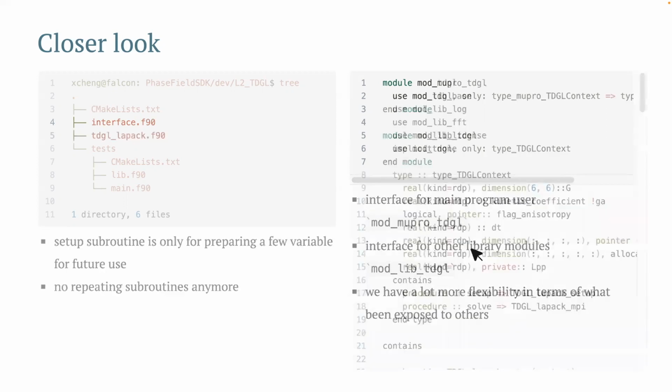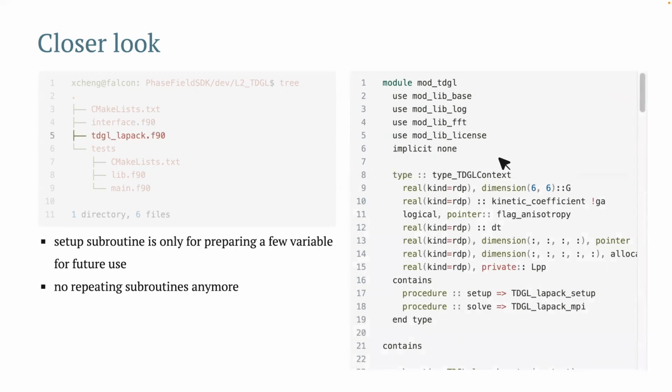And then the main part is to take a look at the core logic file, which now is just a single module, for this one it is for TDGL, right? And then within this module, we define a type. This type contains all of the data that is necessary to solve the TDGL equation. And you can see there are also two subroutines attached to this type that first set up the solver and then solve the equation.